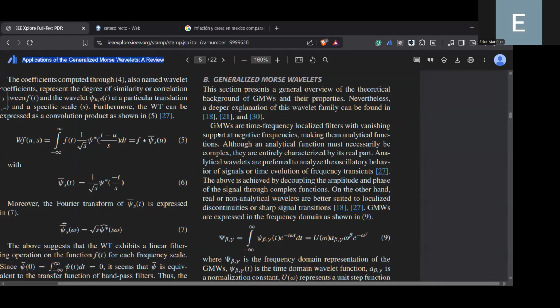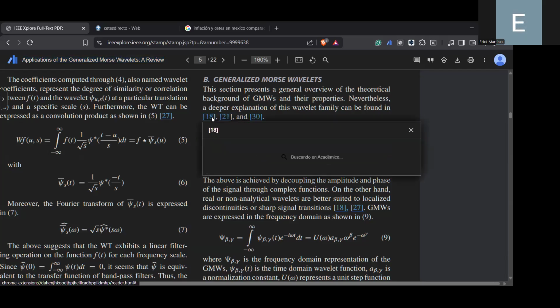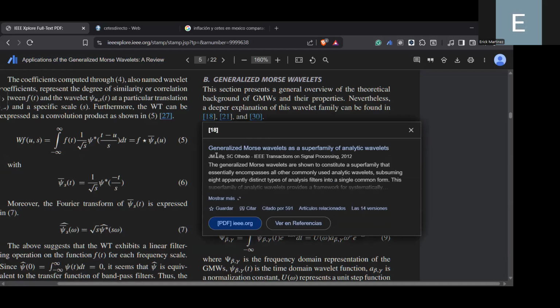And before I start talking about the generalized Morse wavelets, I also wanted to make a recognition of the work in which the generalized Morse wavelets were first not introduced, no, but were explained in a systematic way. And that is the work of references 18, 21 and 30. That is the work of Lilly and Olhede that was published in 2012 in the IEEE Transactions on Signal Processing.